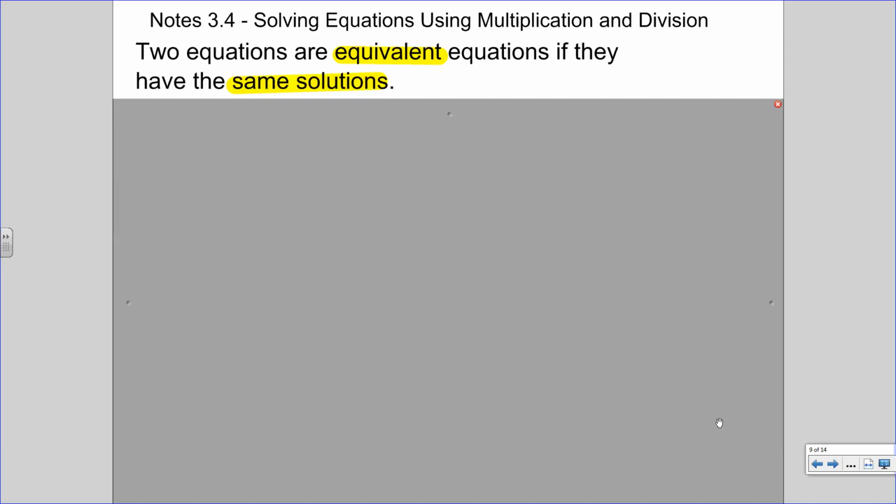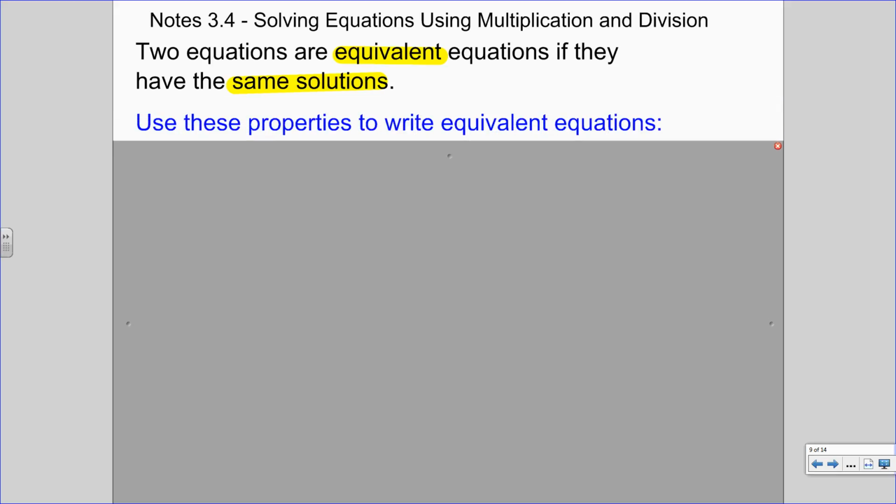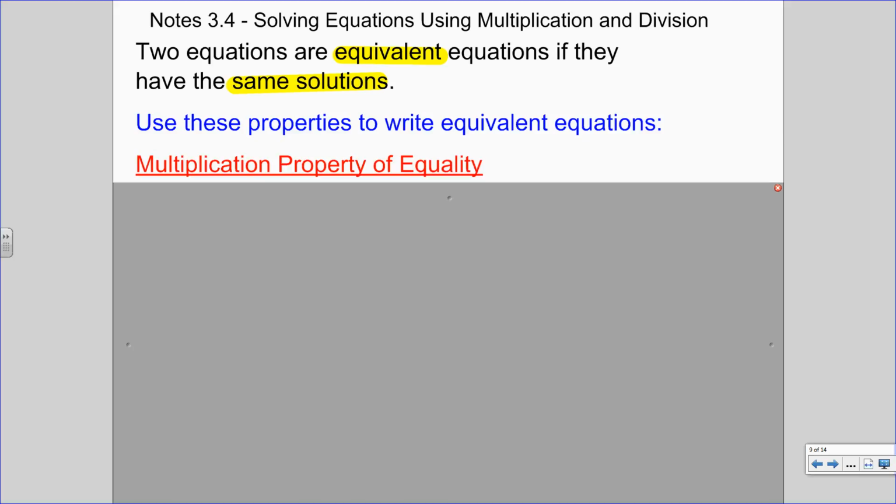You need to note that two equations are equivalent equations if they have the same solutions. We've talked about that before. Yesterday we did two properties to help us with that. We did the addition property of equality and the subtraction. So today we're going to use two more properties to write equivalent equations, and these involve multiplication and division.